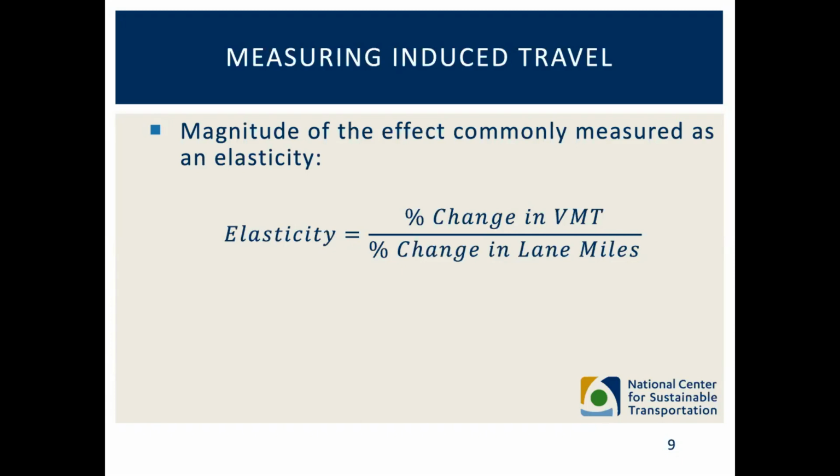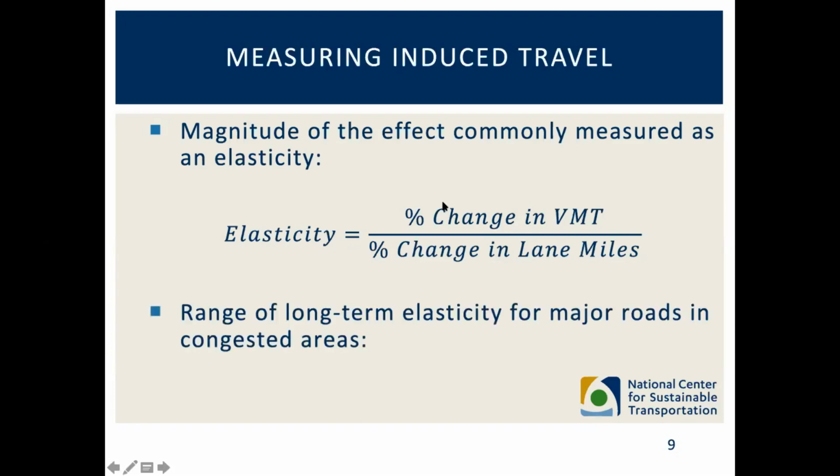So what about the range of elasticities that the research has shown? This is summarized in work that Dr. Handy referred to, that she did with Marlon Boarnet. As they found in their 2014 review of induced travel elasticity studies, most recent studies estimate a long-term VMT elasticity between 0.6 and 1.0 for major roads in congested or metropolitan areas.